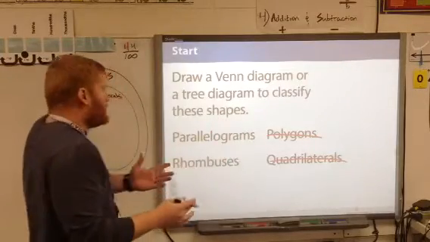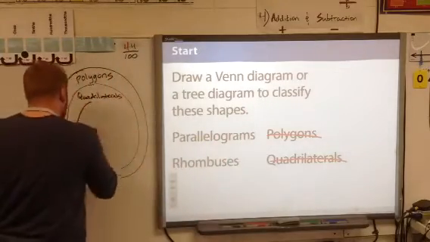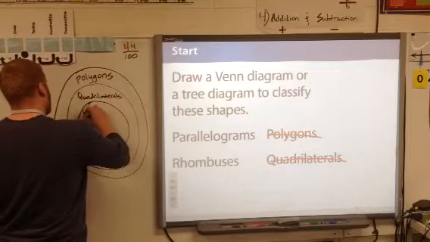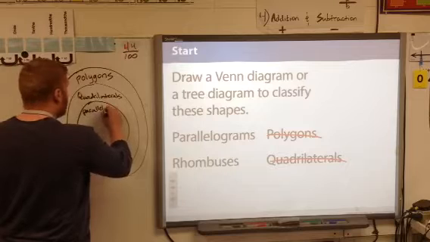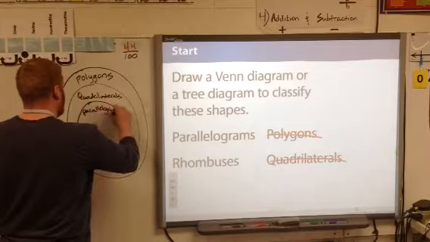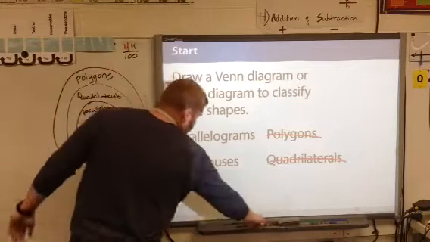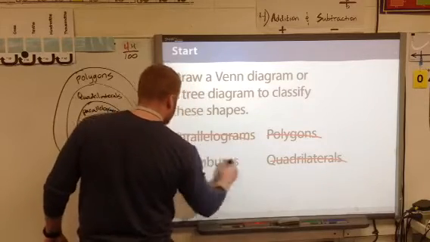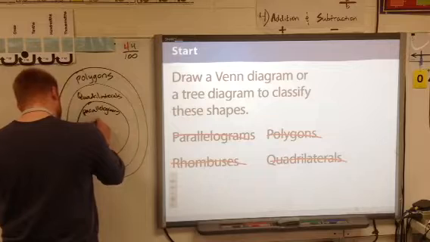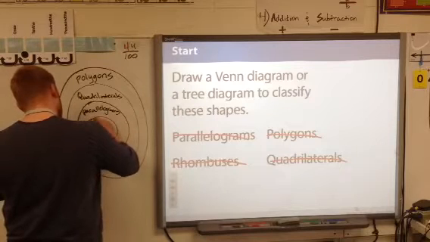So what's the next most specific? It would be parallelogram, because it only has 3 attributes. I'm still struggling with spelling parallelograms. Perfect. And then our last one, and the most specific shape of these 4, would be a rhombus.